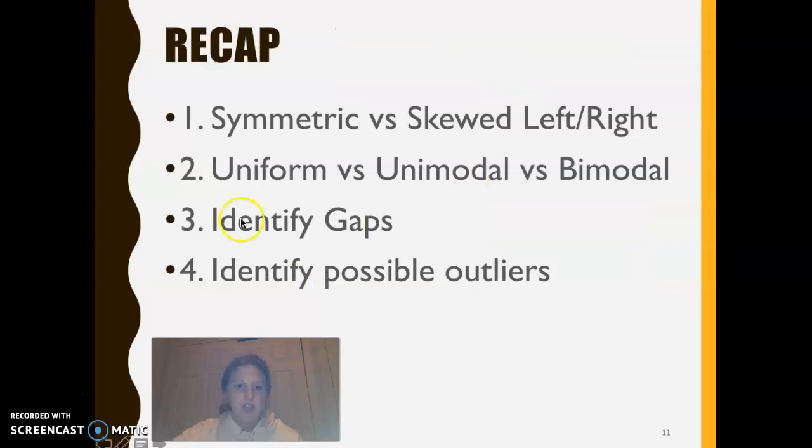To recap this video, first we make the graph. Then we look at the shape and identify if the data set is symmetric or skewed. If it's skewed, is it skewed left, tailing left, or skewed right, tailing right? We can also decide if it's uniform, if all the bins and dots are the same height, or how many peaks it has. One peak is unimodal, two peaks is bimodal, and 3, 4, or 5 peaks is multimodal.